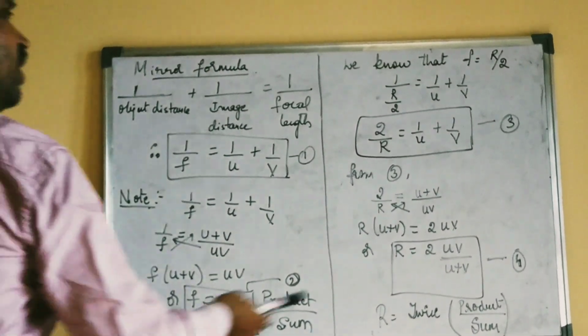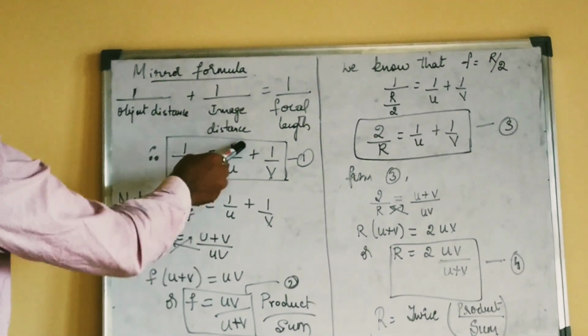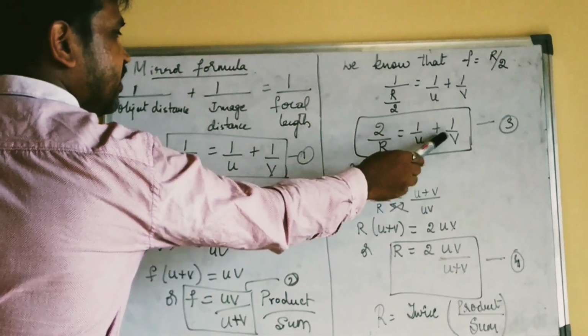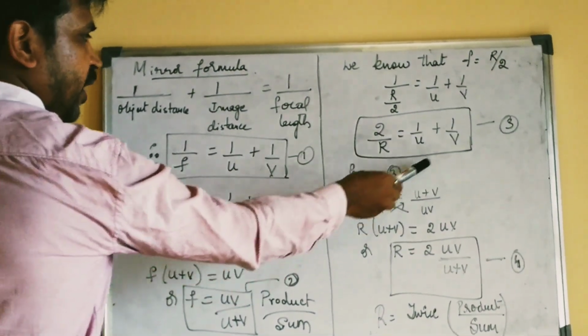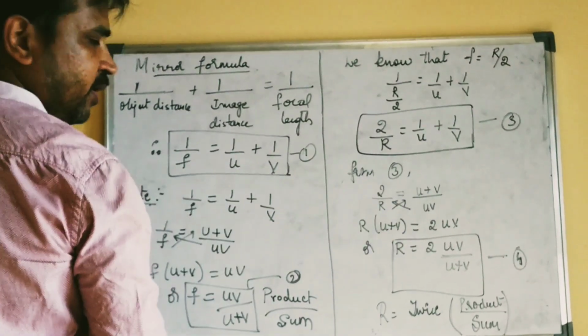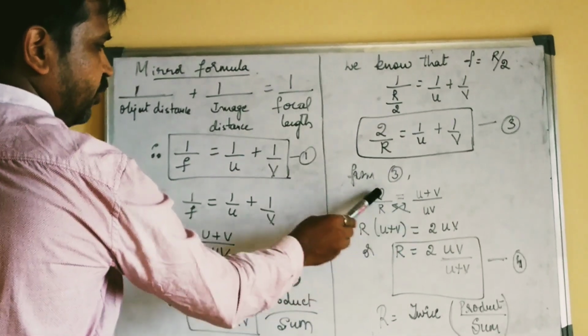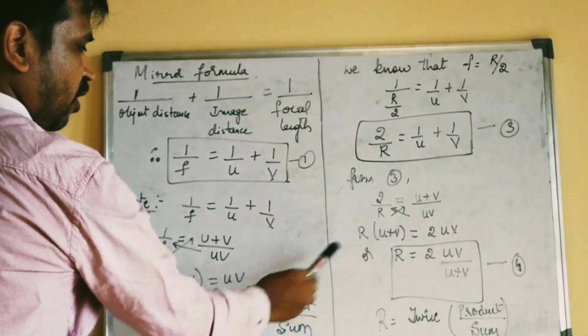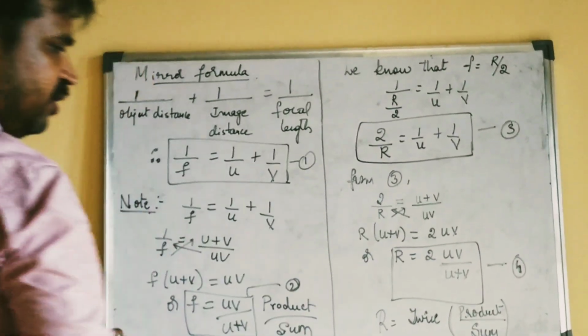Okay. Now again we shall do some modification, just like how we did for 1 by f is equal to 1 by u plus 1 by v, for this equation 3. From 3, take 2 by r is equal to, again take the LCM here, you will get u plus v by uv. Cross multiply. r into u plus v is equal to 2 into uv, or r is equal to 2 times uv divided by u plus v. So what is that?